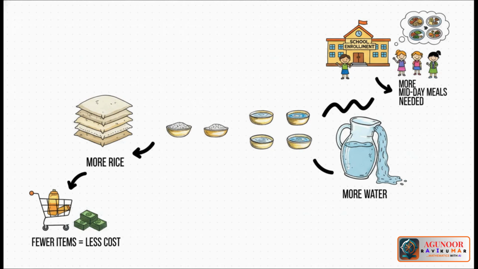And you know, this kind of relationship is literally everywhere you look. Think about it. More rice, you need more water. If a school gets more students, well, they've got to make more midday meals, right? And if you buy fewer items at the store, your bill goes down. It's a chain reaction. One thing changes, and it pulls another thing along with it.